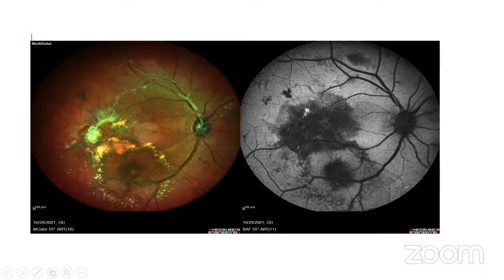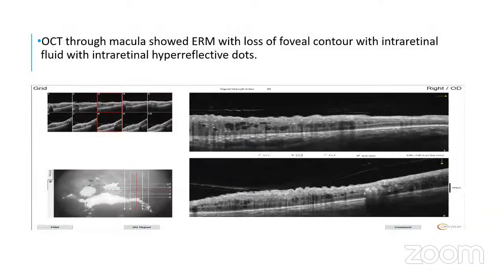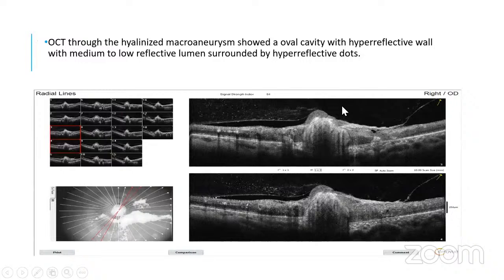Now we did OCT of this patient. OCT through the macula shows ERM. Then there is loss of foveal contour with intraretinal fluid and intraretinal hyperreflective dots suggestive of hard exudates. When we did OCT through that hyalinized macroaneurysm, it shows an oval cavity with hyperreflective wall and with medium to low reflective lumen surrounded by hyperreflective dots.